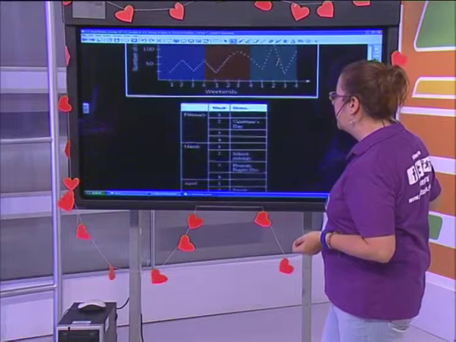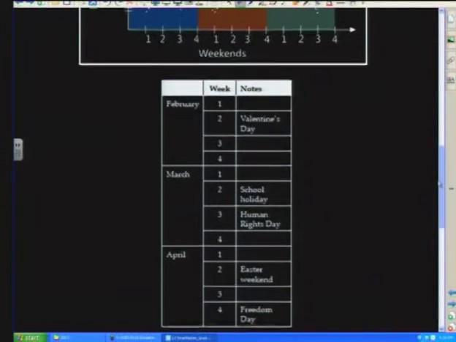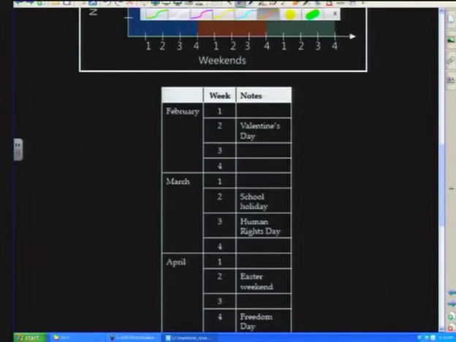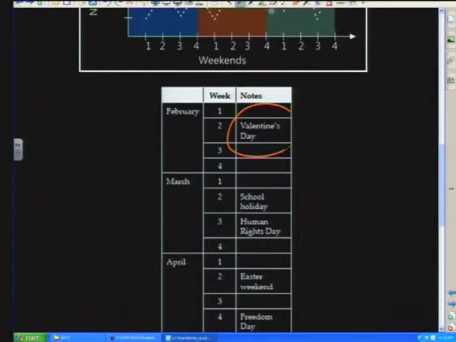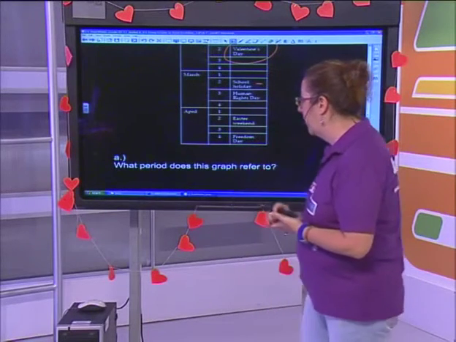Then we're looking at the weekends. February, like I said, 4 weekends. So what is special? The second weekend in February would be this weekend because it's Valentine's Day. We've got March, we've got 4 weekends. Then on the second one, we've got a school holiday. The third one, there's Human Rights Day, so it's a public holiday. In April, we've got the Easter weekend and Freedom Day, public holiday. So they've given us information about what's happening in those 3 months that we're looking at.